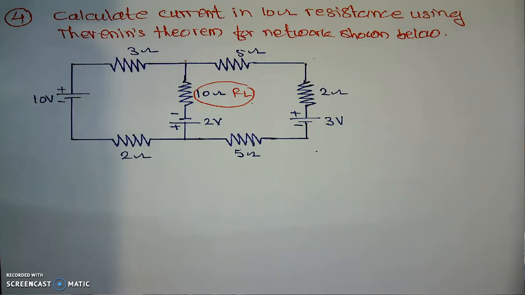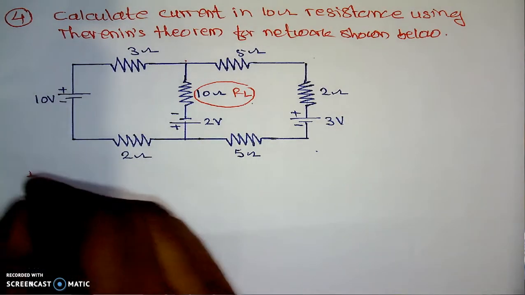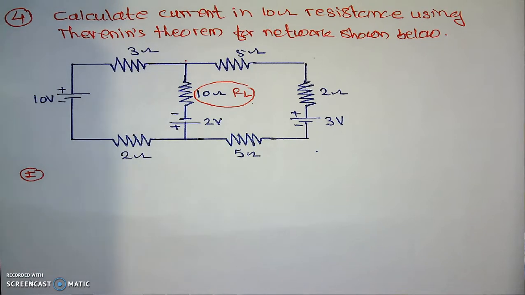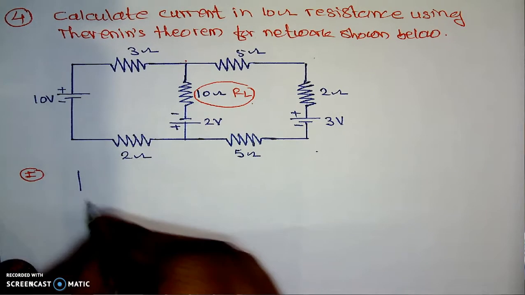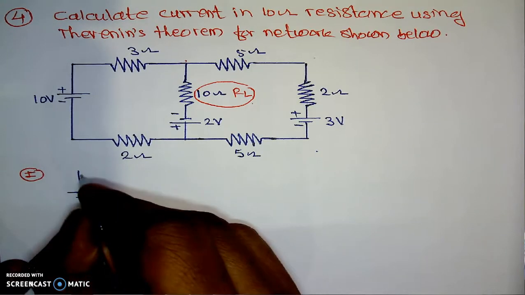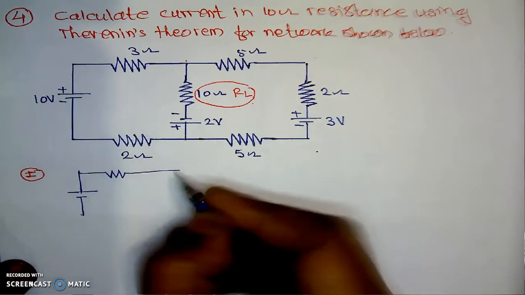First step is remove the load resistance and redraw the same circuit. Step number 1. We will remove the load resistance and we will draw the same circuit. Its figure will be something like this. We will remove the load resistance and we will redraw the same figure.